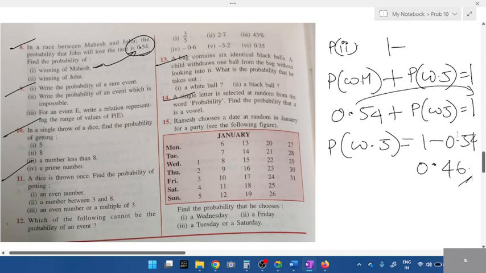So if John is losing, Mahesh is winning. That's the reason 0.54. If Mahesh wins 0.54, John wins 0.46. Is it clear? All of you understood?